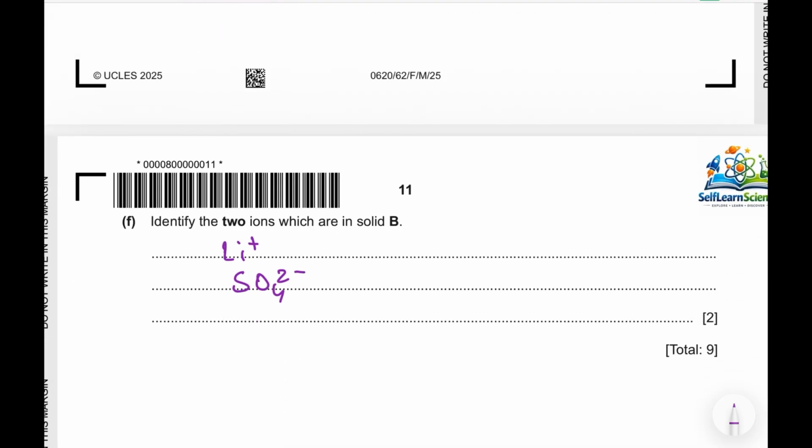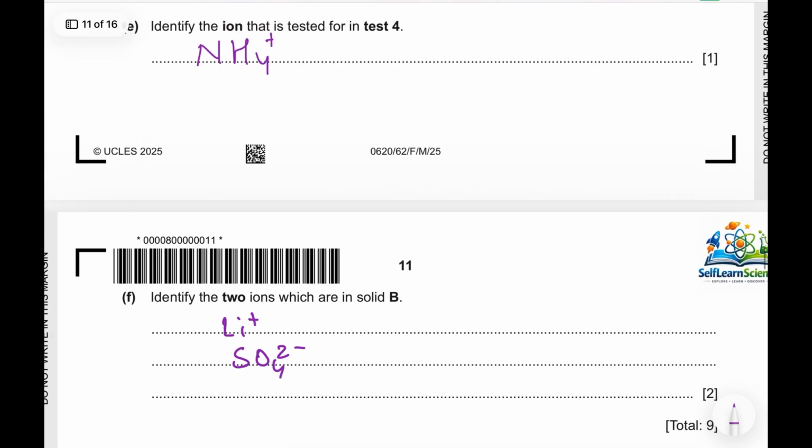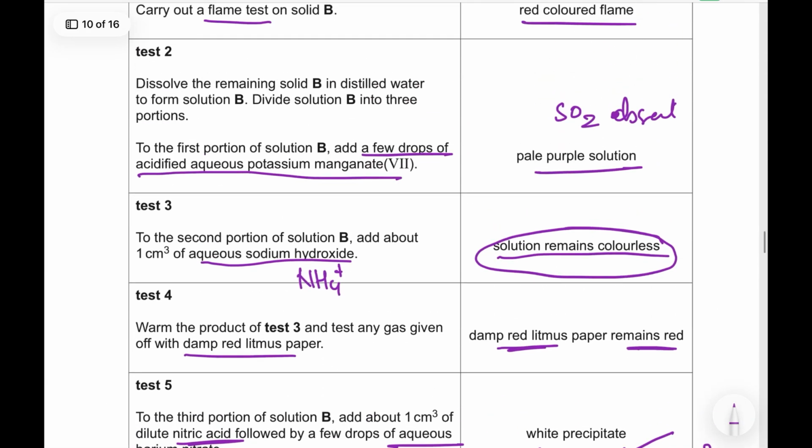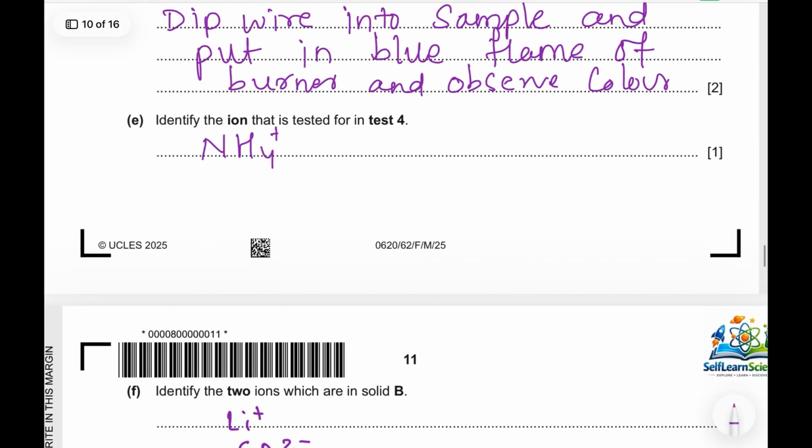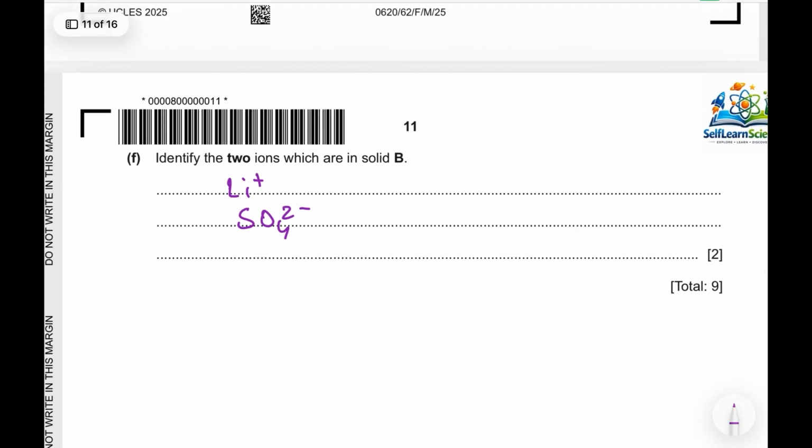Identify the two ions which are in solid B. With the help of the flame test, we have found out the cation, and in test 5 we have found out our anion, which is sulfate ions. So we are going to write both of them, the two ions, that is Li+ and SO4 2-. You can write the name or the formula of this cation and anion using the chart, or if you are not able to do that, please write the names lithium and sulfate.